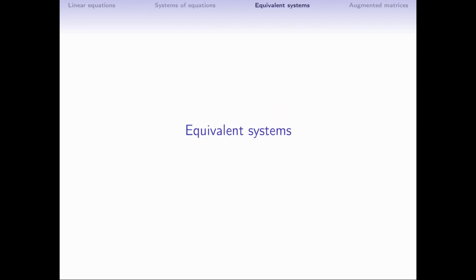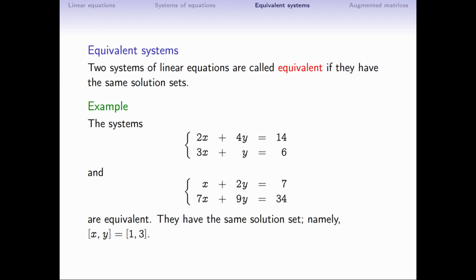Our next topic is equivalent systems. Two systems of linear equations are called equivalent if they have the same solution sets. Now, here's an example of that. In our first system, we have two equations in the two unknowns x and y. And in our second system, we have two equations in the two unknowns x and y. Now, it turns out that each of these systems has one and only one solution, namely x equals 1 and y equals 3. So these systems are considered equivalent, therefore, because they have exactly the same solution set.